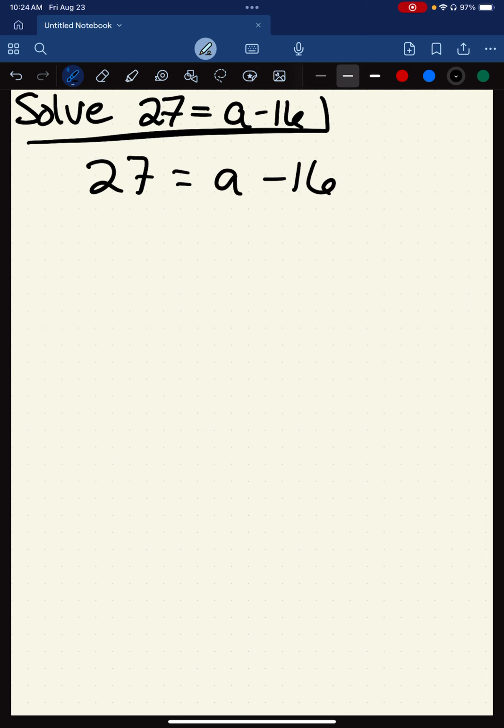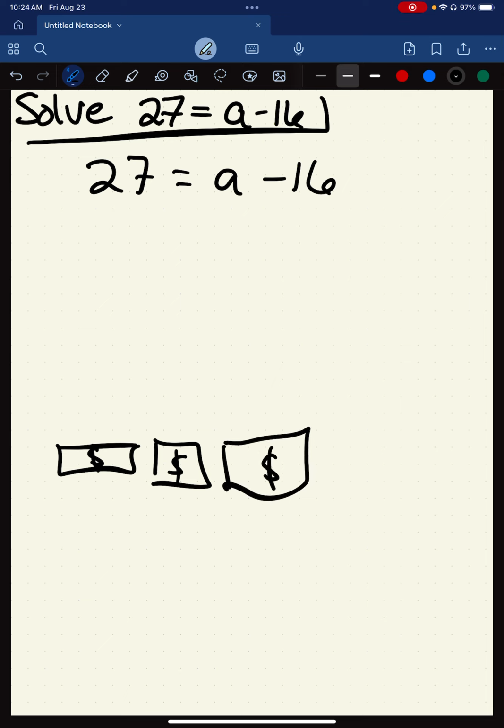We need to somehow get a by itself. And the way we can do that here is we're saying take a and subtract 16. So if I have, let's say, $3, those are dollars, believe it or not. If I have $3 and I take away $1, then I have 2, right? And so if I add that dollar back, I'm back to what I started with.